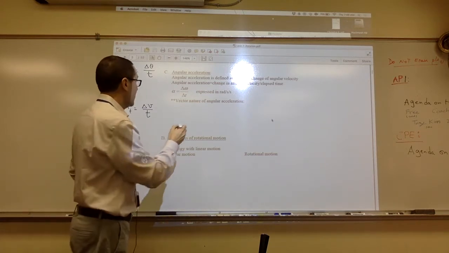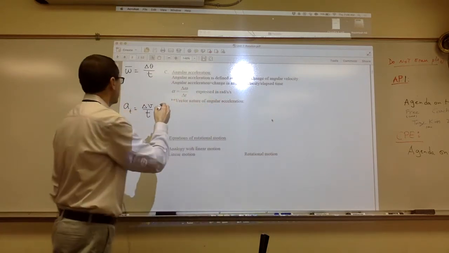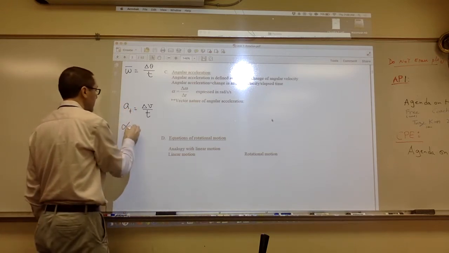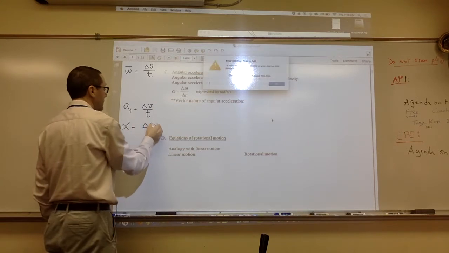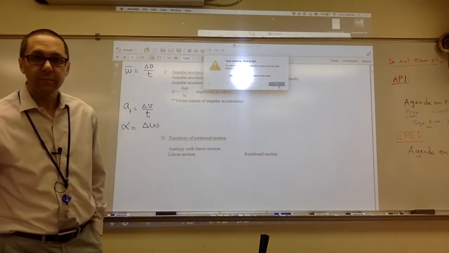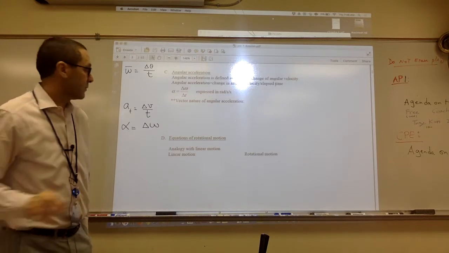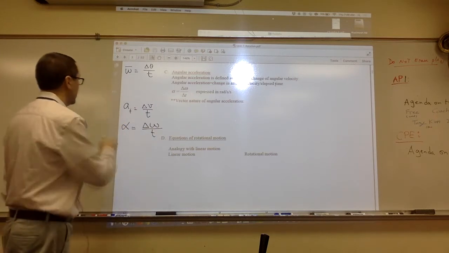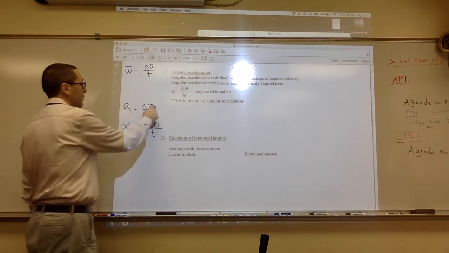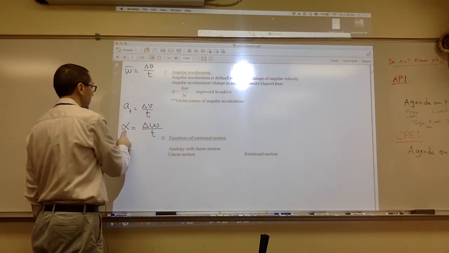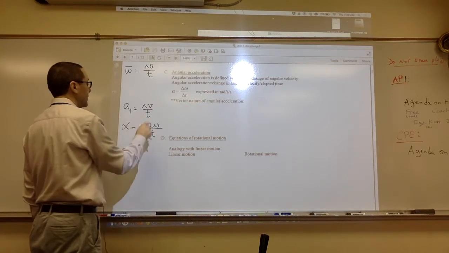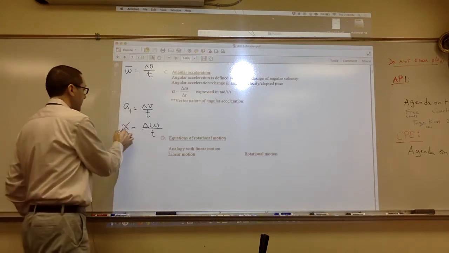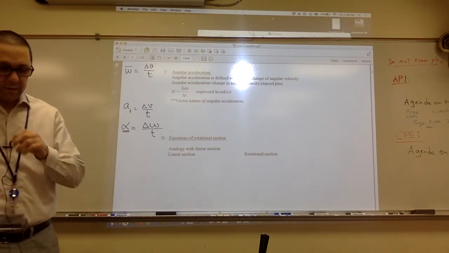Okay. So the angular acceleration is basically how fast your angular speed is changing. Tangential acceleration is how fast your linear speed is changing. Angular acceleration is how fast your angular speed is changing in time. Okay, so let's talk about the vector nature of the angular acceleration.